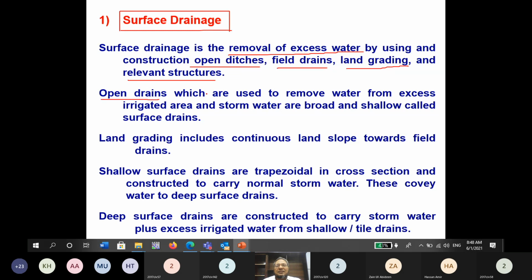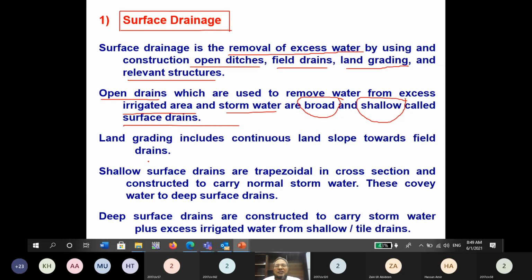So these open drains are used to remove water from excess irrigated area and storm water. ये जो rainfall का पानी है वो भी ये ले जाएंगे. Are broad and shallow. ये दो किस्म की हैं. एक broad drains हैं और दूसरी shallow drains हैं. और दोनों को हम कहते हैं सरफेस ड्रेन्स. शैलो ड्रेन्स कौन सी होंगी? जो प्राइमरी ड्रेन्स होंगी वो शैलो होंगी. उसके बाद जिसमें ये गिरेंगी वो ड्रेन बड़ी होगी, that is called as broad drain.